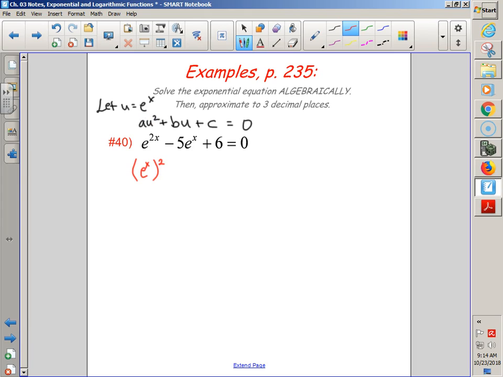And what happens when you raise a power to a power? x times 2 is 2x. Oh my goodness, it's a square. Minus 5 times e to the x plus 6.